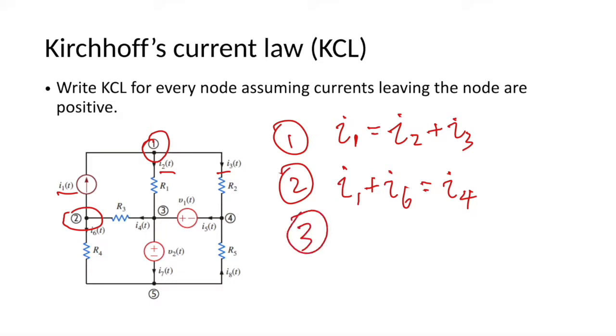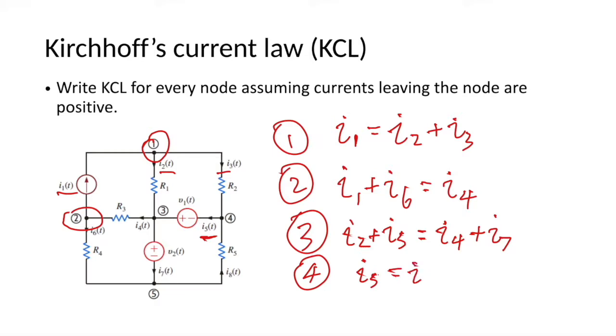The third one, it has 3 currents. The entering currents are I2 and I5. So I2 plus I5 equals the current flowing out of the node, that is I4 plus I7. For the fourth node, 3 currents. I3 and I8 are flowing into the node. I5 is flowing out of the node. So I5 equals I3 plus I8.